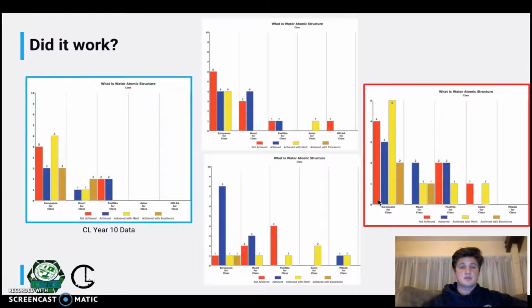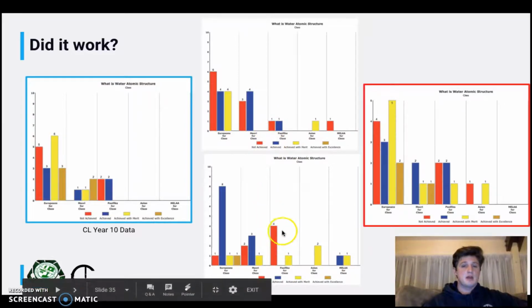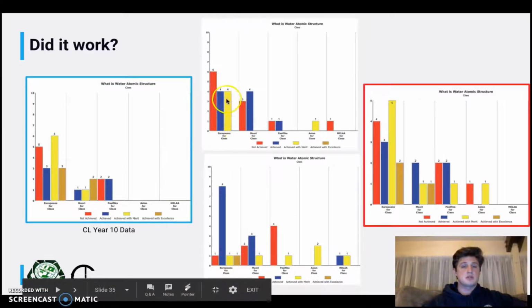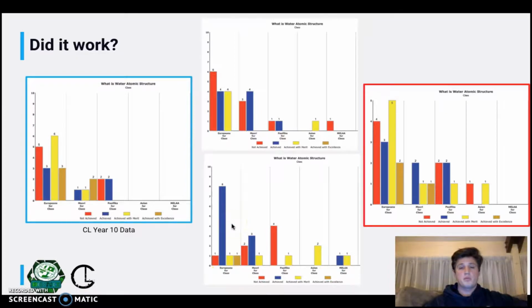Just to make sure that this wasn't random, I managed to get the data from 2 other classes. So these 2 are from 2 other Year 10 General Science classes, mixed ability, that were taught in a teacher-centered model. What I found particularly interesting is, again, the Pacifica achievement was very similar to mine, but what really drew my attention was that the NZ Europeans, compared to my data, maybe weren't able to access the harder questions as easily as my boys.